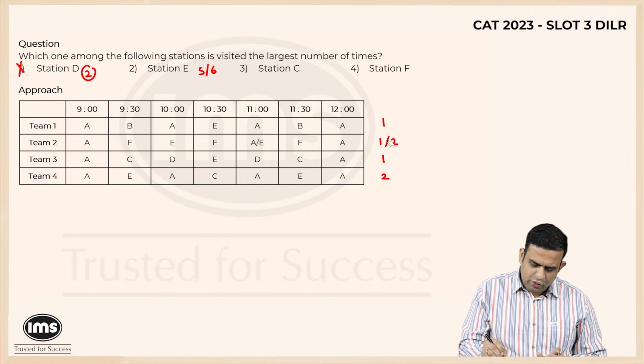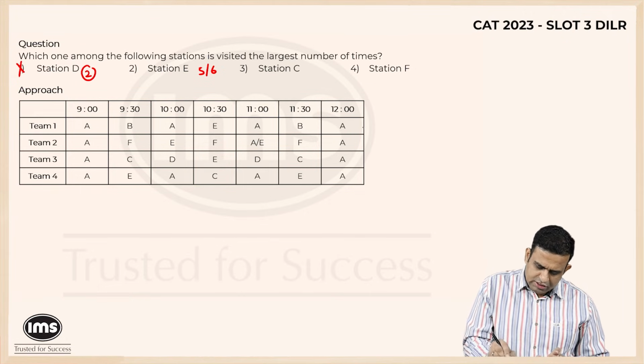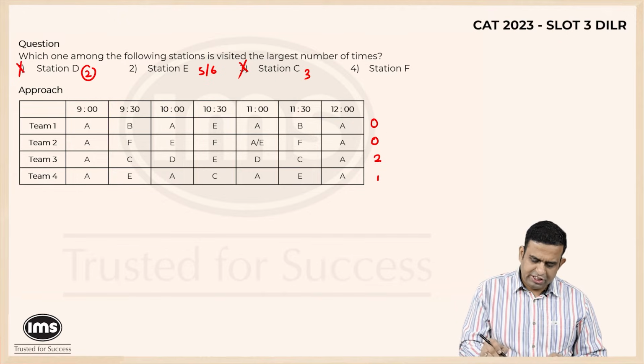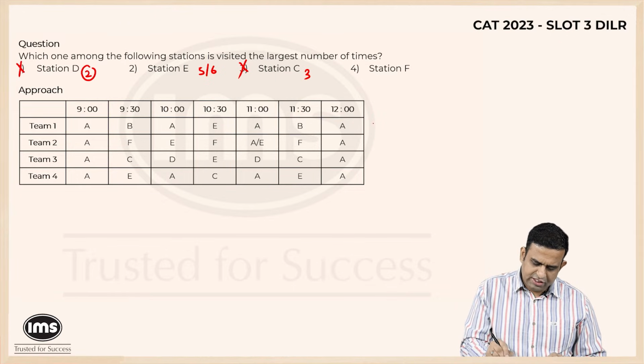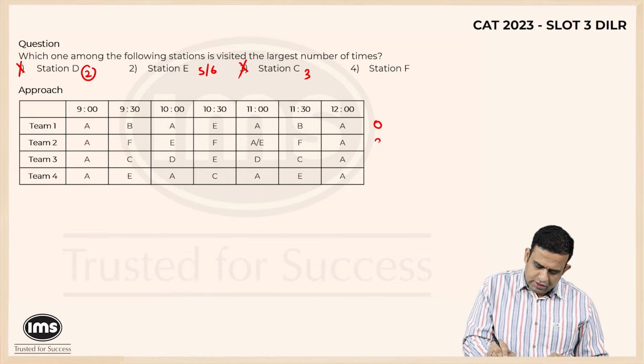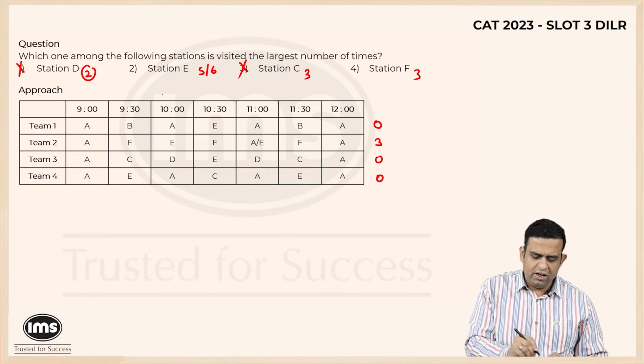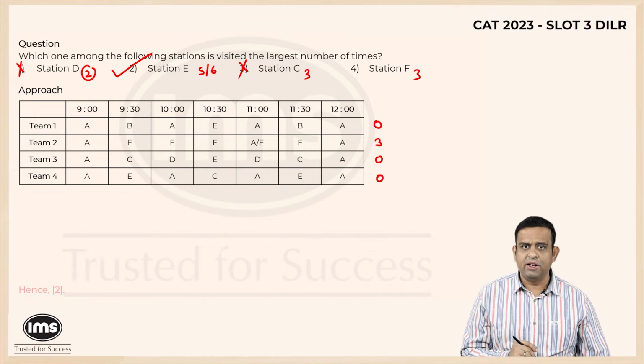Station number C, if I look at C, this is 0, this is 0, this is 2, this is 1. So 3, again lower than station E. Station number F, so F I can see 0 times here, 3 times here, 0 times here, 0 times here. That clearly means my required answer for this particular question would be option number 2.